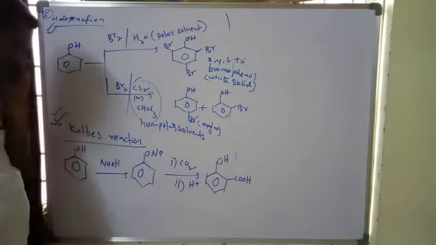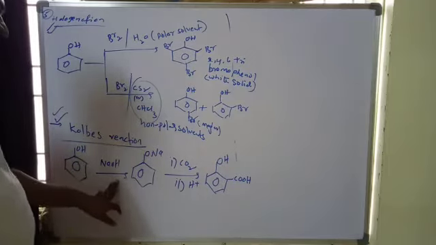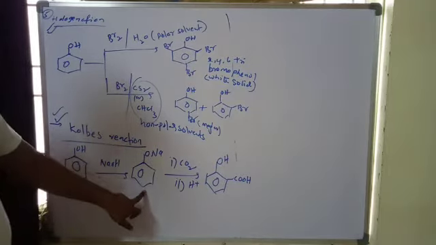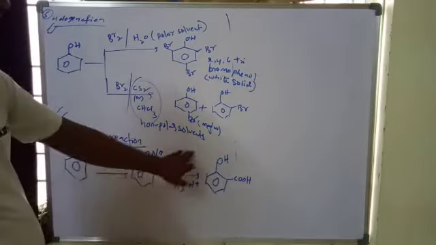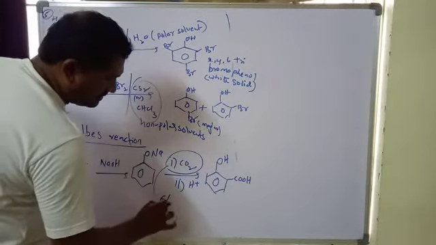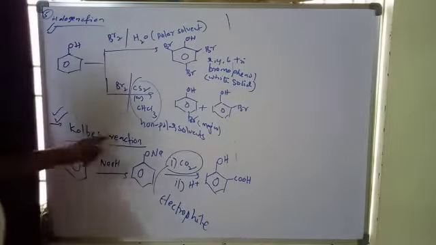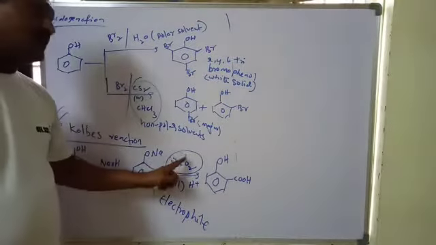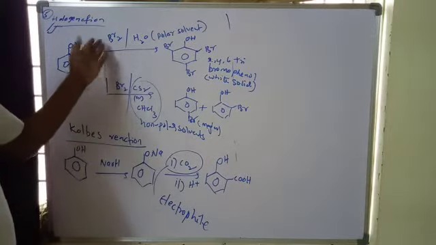Now the Kolbe reaction: when phenol reacts with sodium hydroxide, it gives sodium phenoxide. The sodium phenoxide is then treated with carbon dioxide. Here carbon dioxide is the electrophile, a neutral electrophile. In the Kolbe reaction, the electrophile is carbon dioxide. In bromination, it is Br plus.